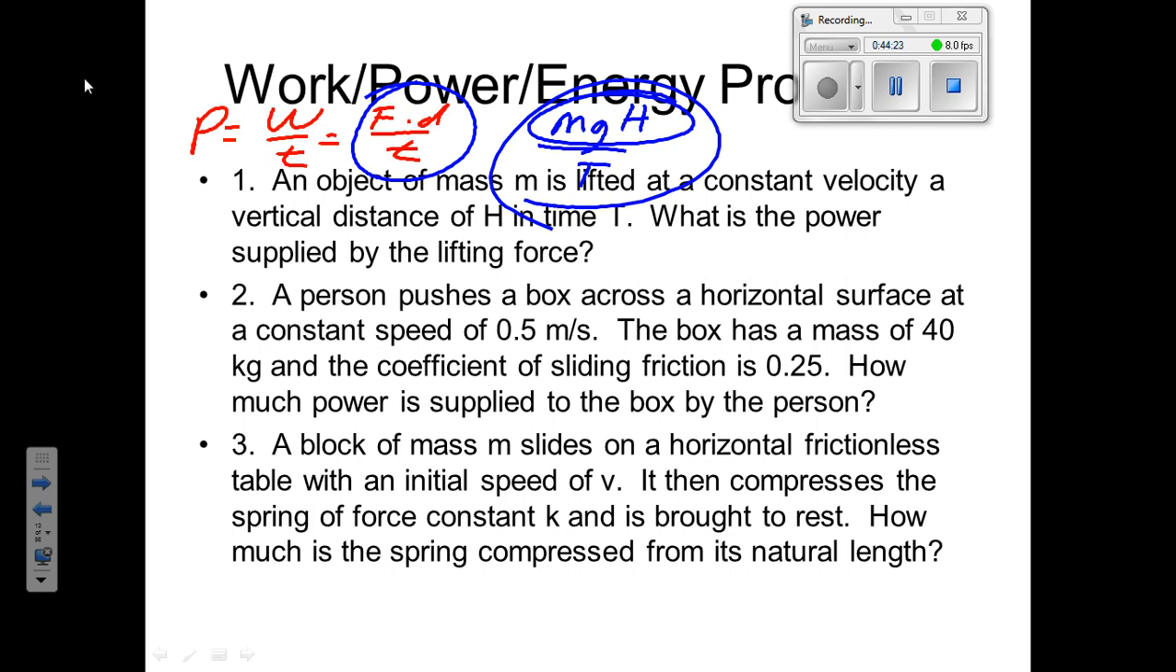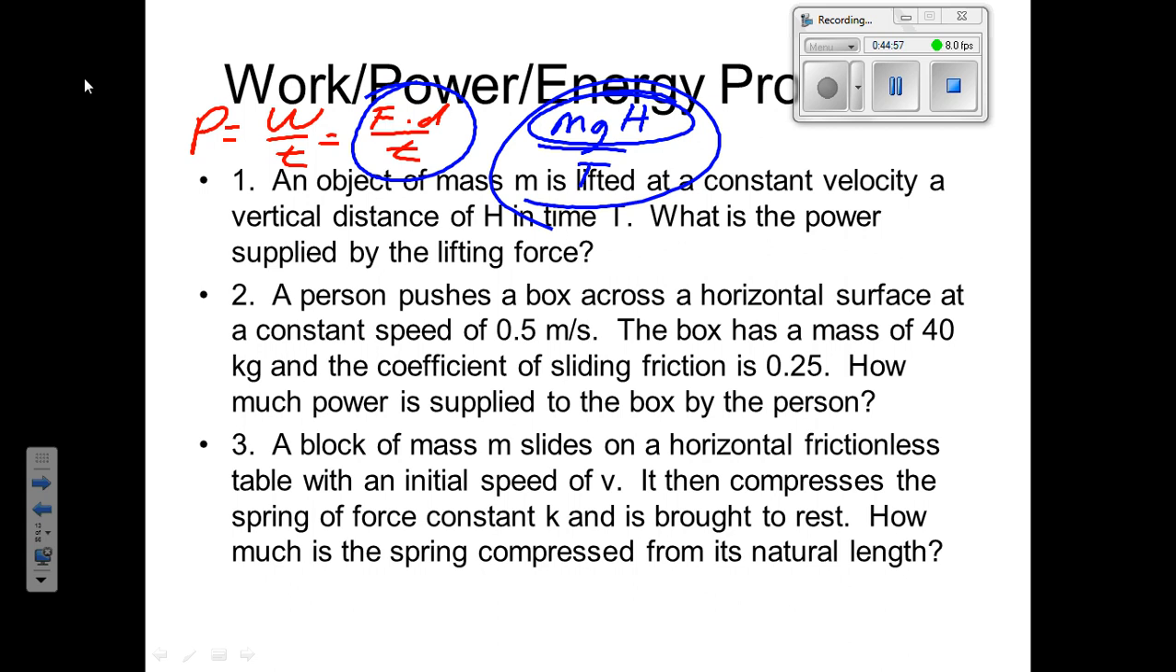A person pushes a box across a horizontal surface at a constant speed of 0.5. The box has a mass of 40 kilograms, and the coefficient of sliding friction is 0.25. How much power is supplied to the box by the person? All right, here's the thing. You're pushing on this box, but I don't tell you what. What am I not telling you that it'd be nice to know? What do you got to know to find power? Force. It's not telling you how hard you're pushing.